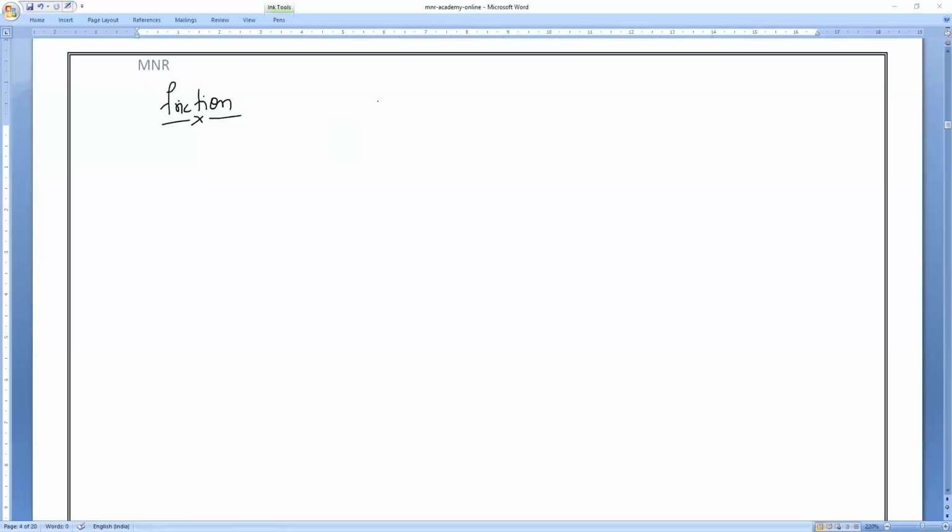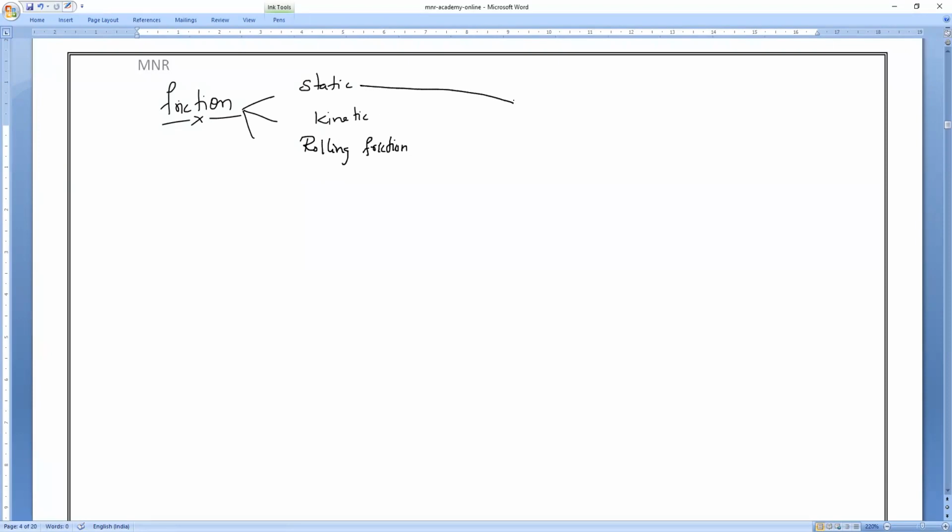As we know, in the last class we discussed what friction is and the types of friction. We divided friction into three types. One is static friction, the next is kinetic friction, and the third is called rolling friction. Okay, so now let us come to this.